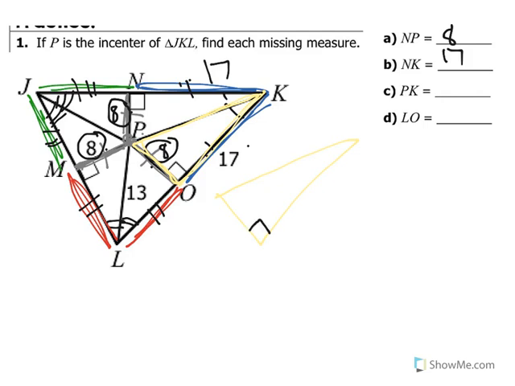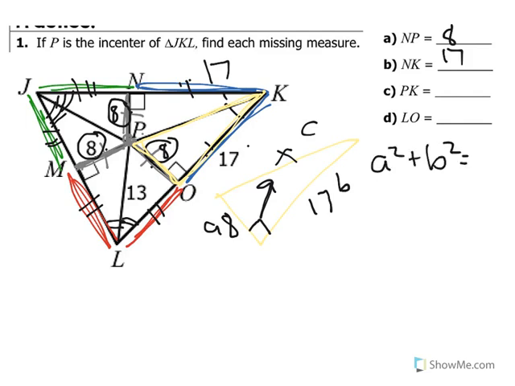So I'm going to put my right angle in. This side is 17. This is 8. And then PK is what I was looking for. So make sure you go across from your right angle. Label that C. Other two you call A and B. So we're using A squared plus B squared equals C squared. So it looks like 8 squared plus 17 squared equals x squared.